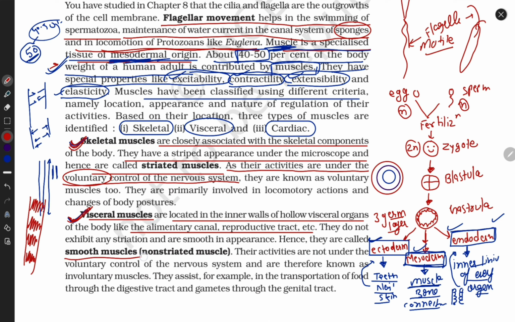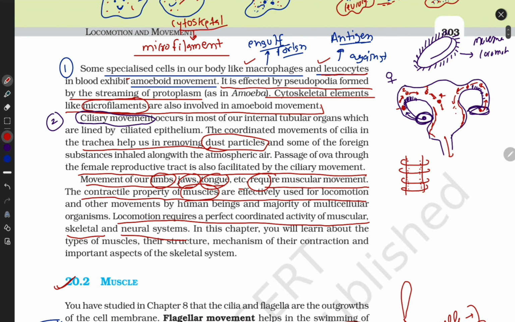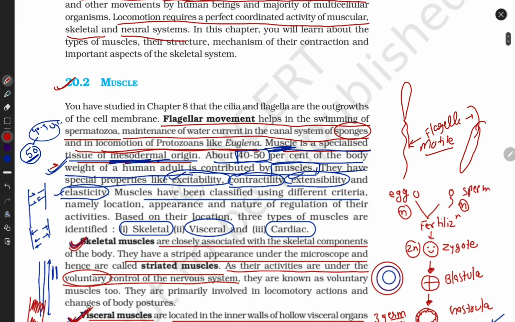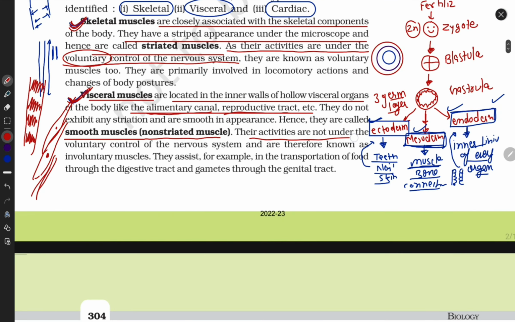We also call them smooth muscles because they are non-striated, meaning they are simple and have only one nucleus. They are located in the alimentary canal and reproductive tract. Assume this is your reproductive tract. Is the ovum ovulated according to your permission? No. It ovulates according to its own timing and moves towards the uterus by ciliary movement, not according to yourself. Their activity is not under the voluntary control of the nervous system. We can't control this kind of movement; only the nervous system controls these movements.